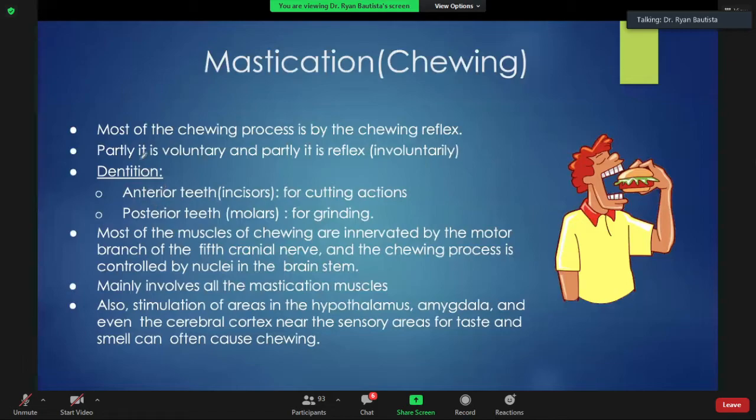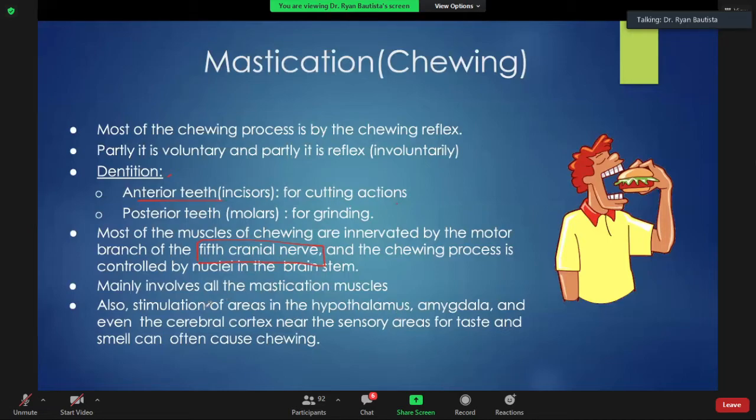So this is partly voluntary and partly a reflex, involuntary, when you chew your food, because once you lower down or relax your masseter, it is an automatic reflex that you put back your jaw and start masticating. Your dentition, your teeth: anterior teeth, incisors, for cutting; your posterior teeth, your molars, for grinding. Most of the muscles for chewing are innervated by the motor branch of your fifth cranial nerve, or your trigeminal nerve, and the chewing process is controlled by the nuclei in your brainstem.